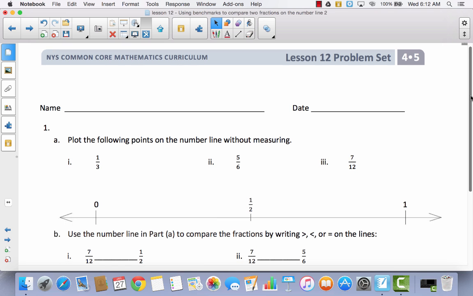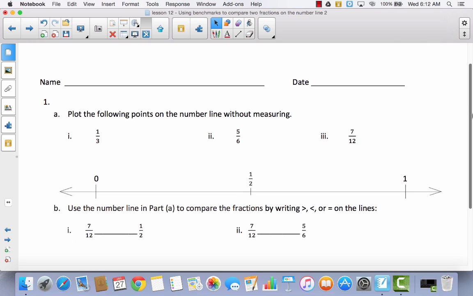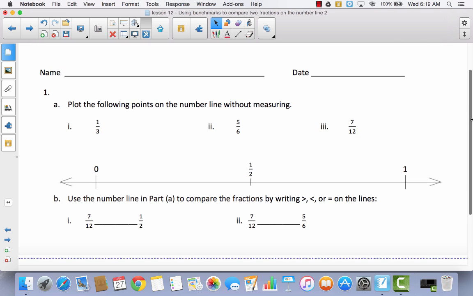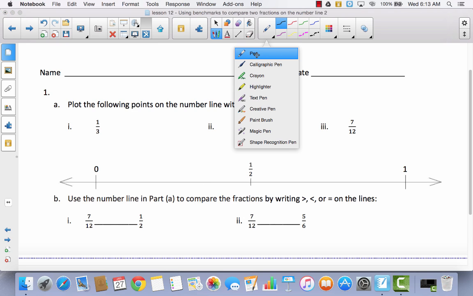It says plot the following points on the number line without measuring. So basically what we're going to do here is use this number line to figure out where these fractions are on the number line. The first thing we're going to do is take a look at thirds. It says 1/3. So I'm going to partition this number line into 3 parts, just like we did our last number line in the last problem that we just did.